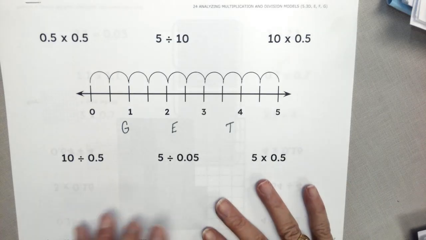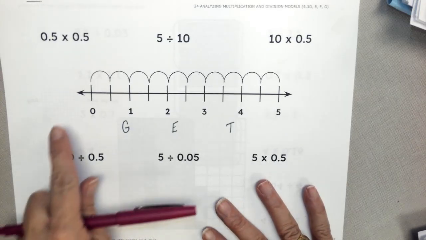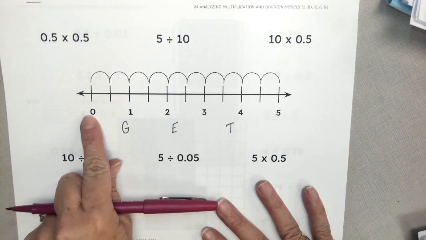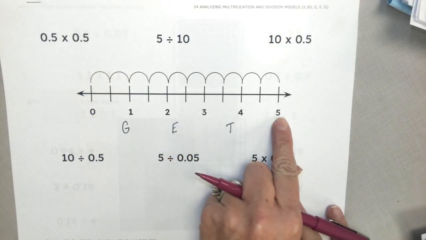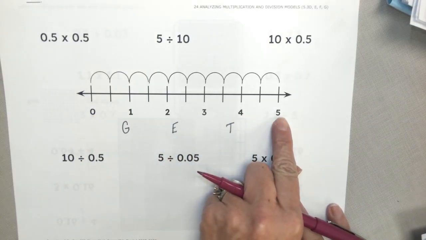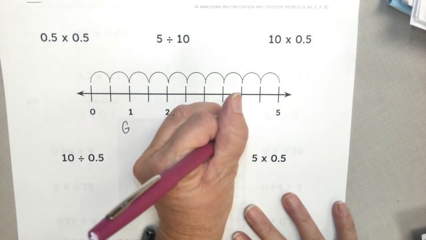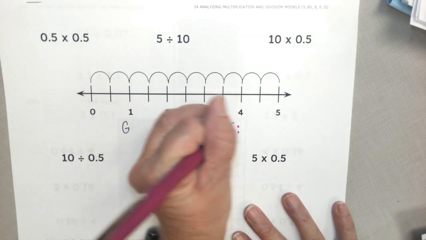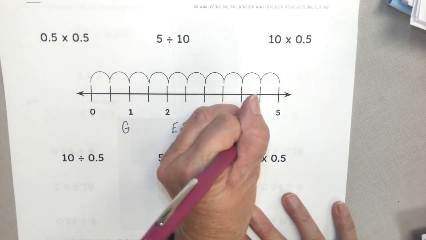And so one thing that I would be looking at as I look at this is, where does my number line end? My number line is ending on the number 5, so my total is going to be 5. So down here by T, I'm going to go ahead and write the number 5.